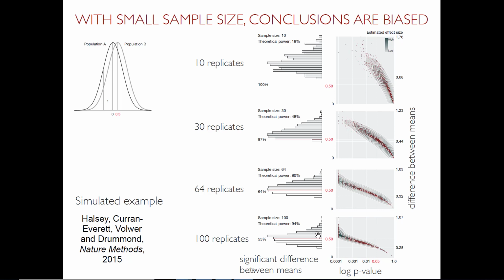So small sample size means what? We underestimate the true extent of variation. First of all, we may not find the difference, because we don't have enough sample size. We underestimate the extent of variation, and we overestimate the extent of regulation. So this is a recipe for many false positives that will not be verified later on.